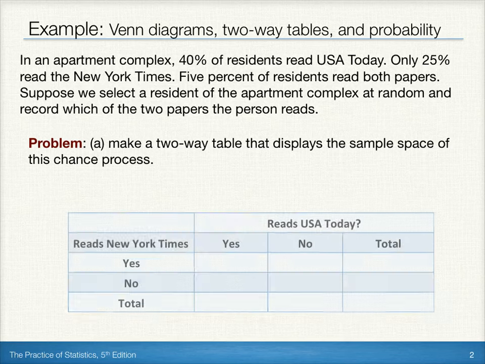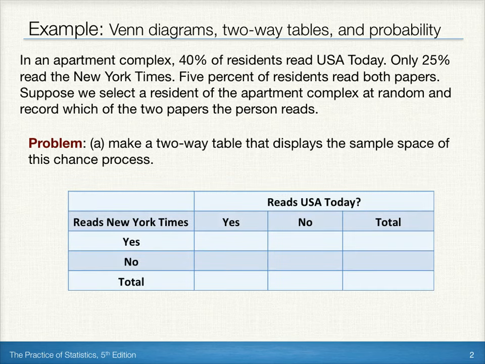So to start with, we can lay out our two variables. They either read USA Today, or they read the New York Times, or they don't read one or the other, or both. So across our rows, we can put reads USA Today, either yes or no. In our column, we can say they read New York Times, either yes or no, and then we can actually use some totals as well.